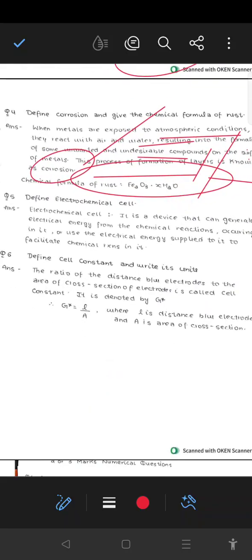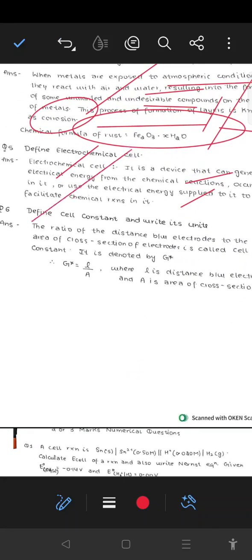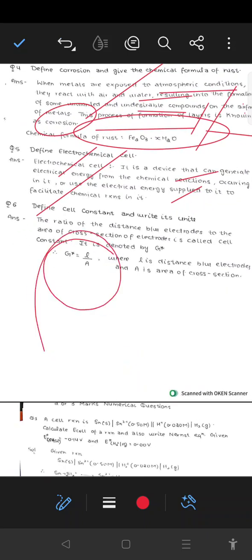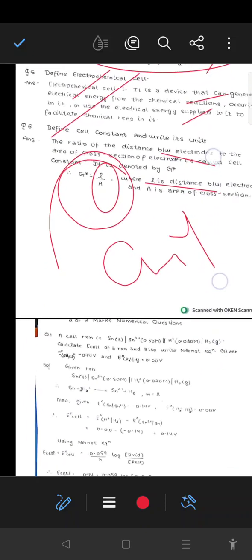Next, the electrochemical cell. It is a device that can generate electric energy from the chemical reactions occurring in it, and use the electrical energy supplied to it to facilitate a chemical reaction. Next one, the cell constant. It is defined as the ratio of the distance between the two electrodes and the area of cross section of the electrolyte, that is l/A. The unit is centimeter inverse.